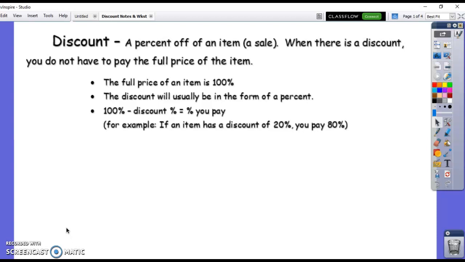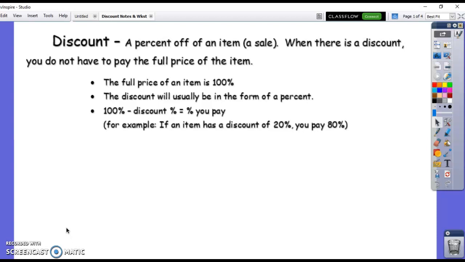So the full price of an item is 100% of the item. The discount will usually be in the form of percent. They could say 10% off, 15% off, 35% off. It could be really any percent.